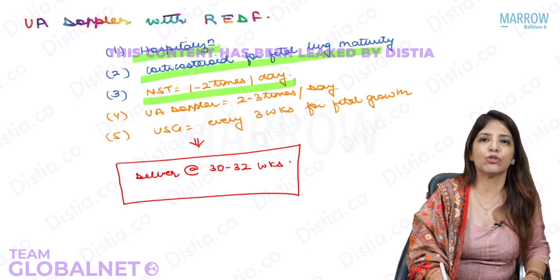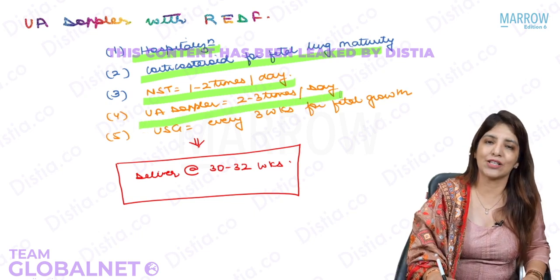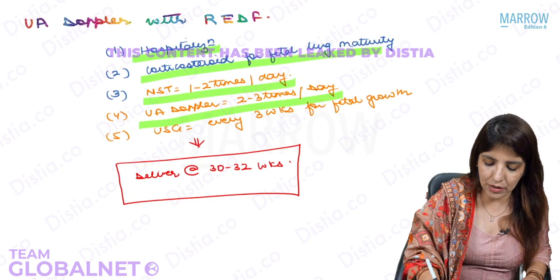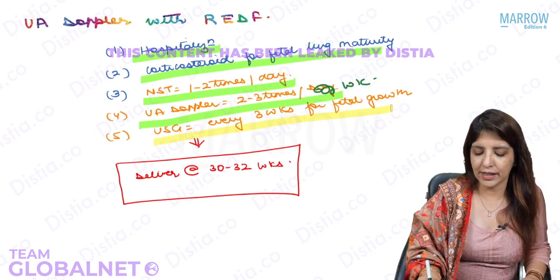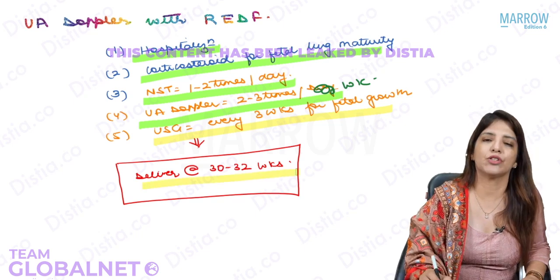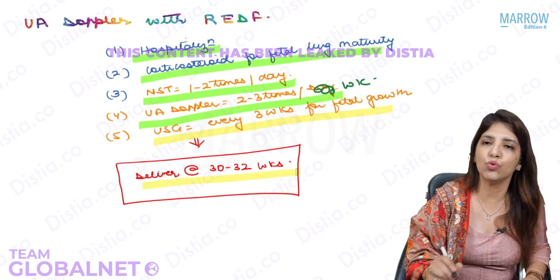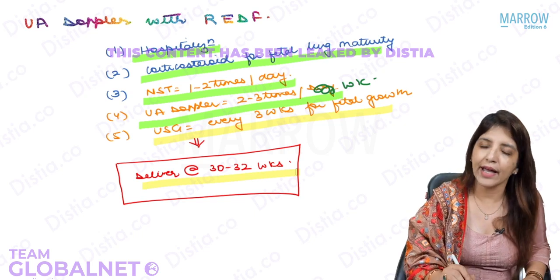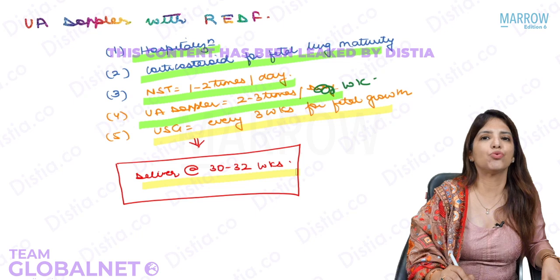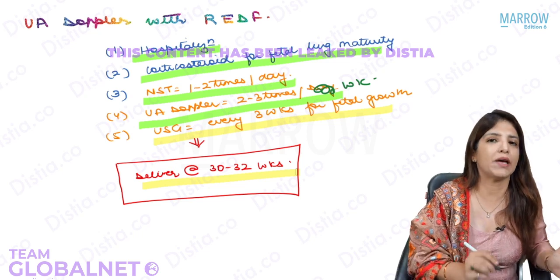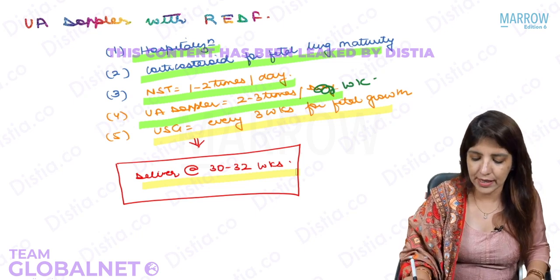NST has to be done 1 to 2 times daily. Umbilical artery Doppler has to be done 2 to 3 times per week. And ultrasound has to be done every 3 weeks, and you're going to deliver the patient between 30 to 32 weeks of pregnancy. Again, the same thing, I'm going to try vaginal delivery, but then again, these fetuses do not tolerate vaginal delivery well, and you may have to take them up for cesarean section.